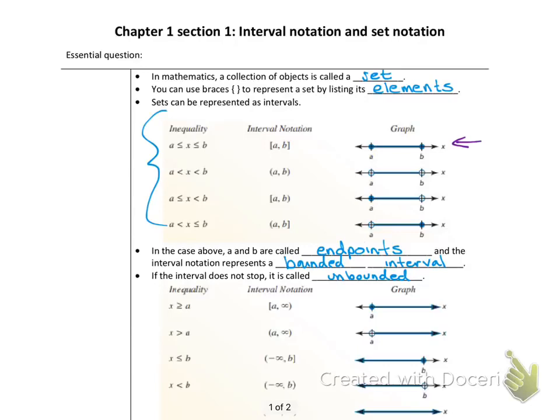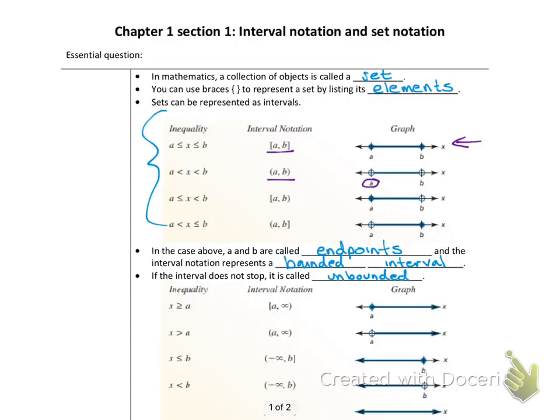When it's a closed point, it gets a bracket. So you'll notice here, there are brackets. If it's an open point, like here, then you get parentheses. And that's the basic rule. And it's always left to right, or when you're talking about domains, it's bottom to top. But you always read left to right, so that's how you'd write your interval, from left to right.